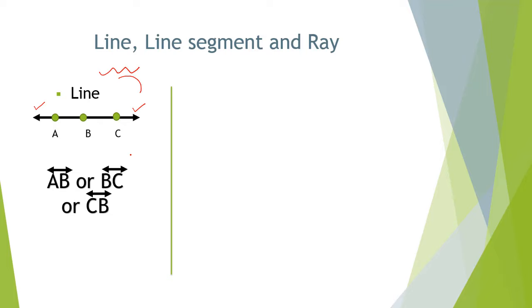We can name a line after any 2 points on the line. We can write it as AB, BC or CB with a line symbol over it. Points that are on the same line are collinear.